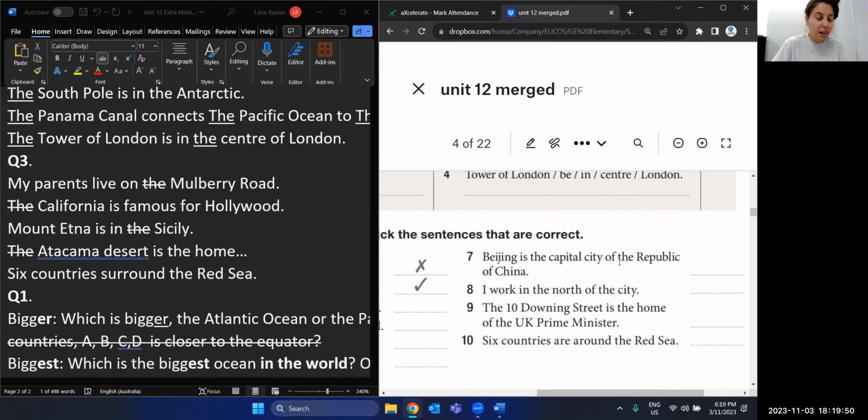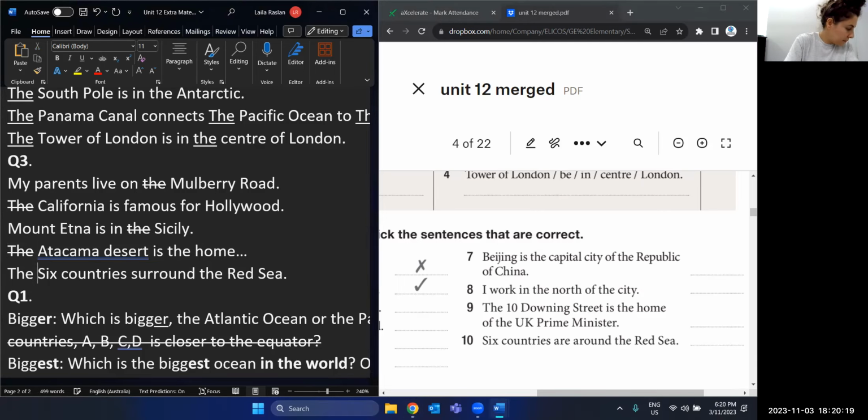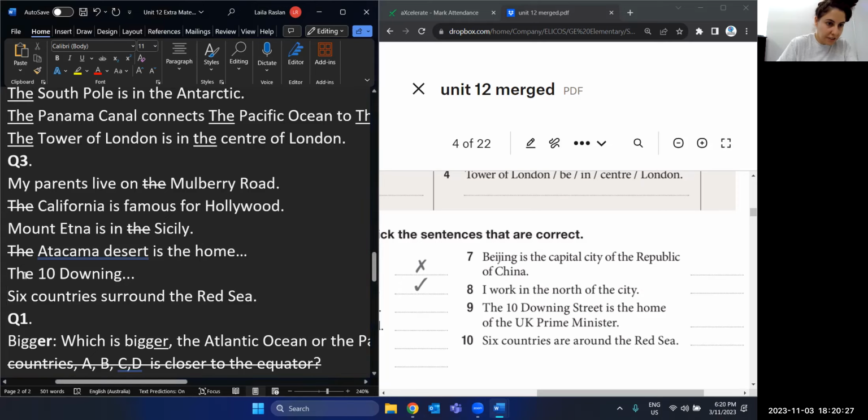Beijing is in the capital of the Republic of China. That's correct. Tick. I work in the north of the city. That's correct, that sentence. The 10 Downing Street is the home of the UK Prime Minister. What's wrong with that sentence? You don't need the. So we don't need the.